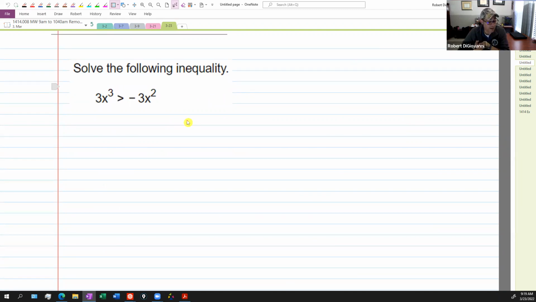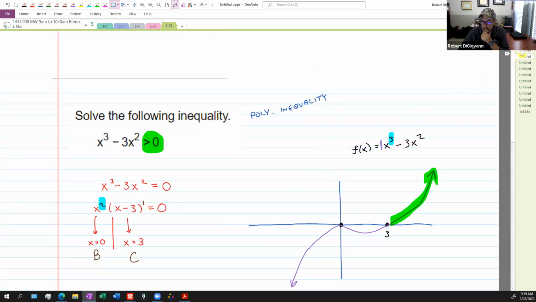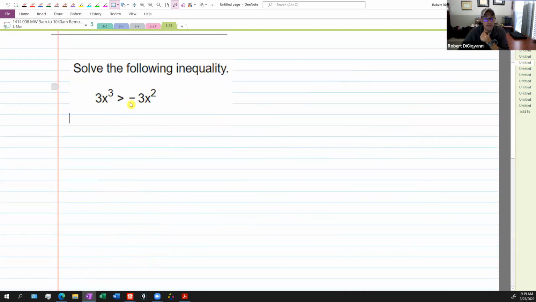Well, the first thing we need to recognize is that it's an inequality, right? But I don't have, like the previous ones, these were like greater than 0, and this one was also greater than 0. This one doesn't have 0, right? So first thing I'm going to do is just move everything to one side. 3x cubed, I'm going to add 3x squared to both sides, greater than 0. And now I'm going to just work with this.